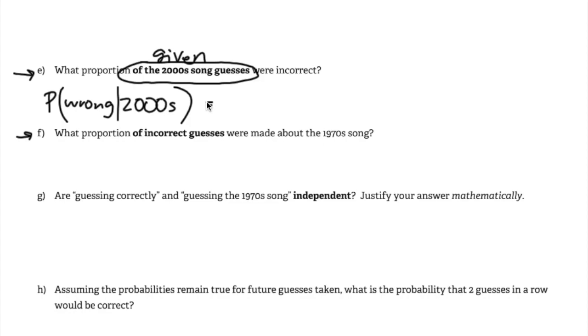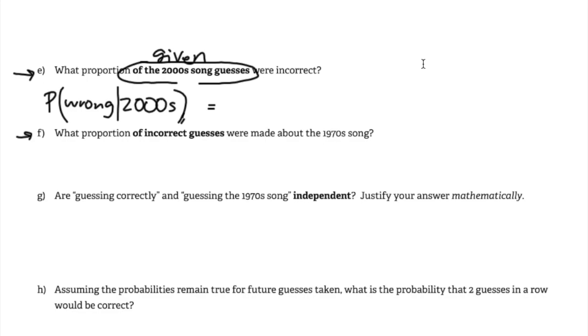Now I can use a formula for that. My given formula says probability of both, wrong and 2000s, divided by probability of what we're given, which is that it's the 2000 song. And you can do it that way and you'll get the right answer. But when we have a two-way table, I like to just look at the two-way table and figure it out from that. So if I go back up and look at my two-way table, since I'm talking about only the 2000 songs, that means I only want to look in the column that says 2000. So if you have the paper in front of you, go ahead and look at that right now. The fourth column that says 2000 song guesses has 21, 9, 30.